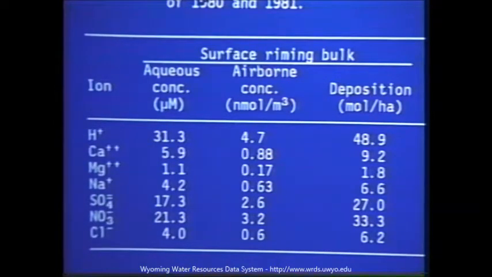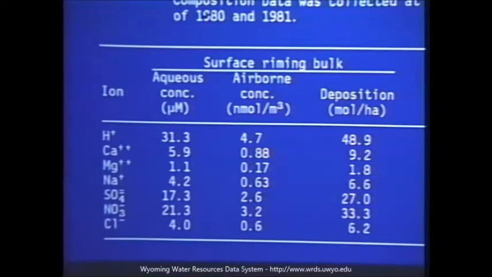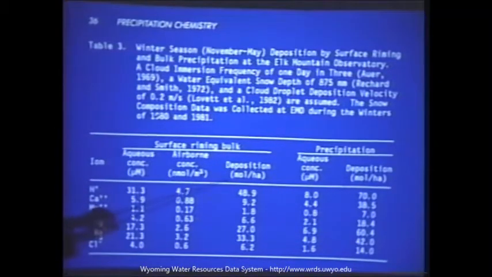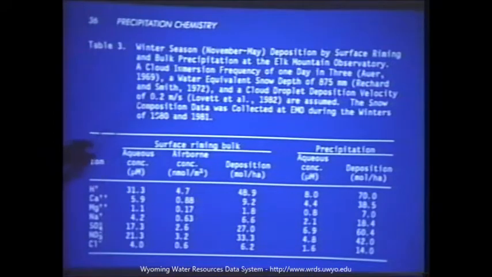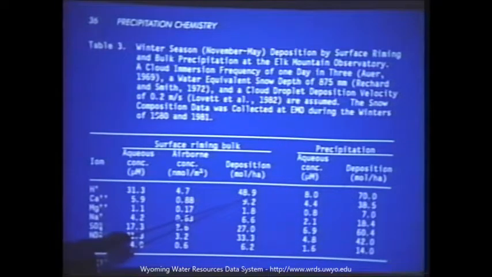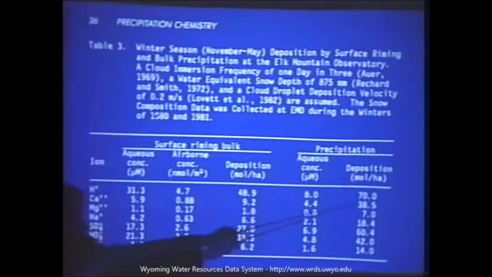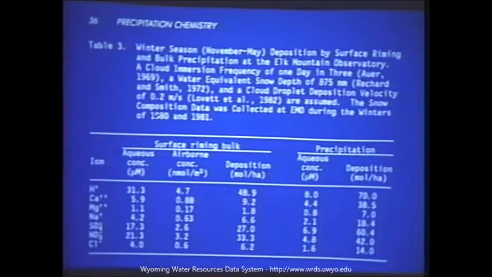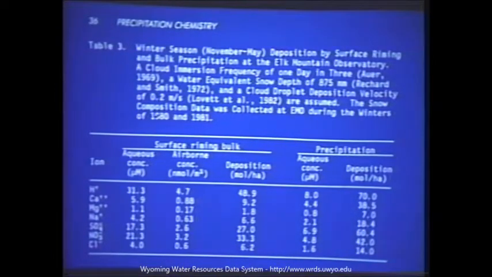Well, now comparing, this is sort of the upshot of the whole talk, comparing deposition of these 7 ionic constituents due to surface riming and deposition in moles per hectare for a seven-month period, November to May. That's the study time that I've been involved with at Elk Mountain Observatory. You can see, for example, deposition due to surface riming, about 50 moles per hectare, is comparable to the estimate of deposition due to chemical constituents that are transferred to the surface via precipitation.